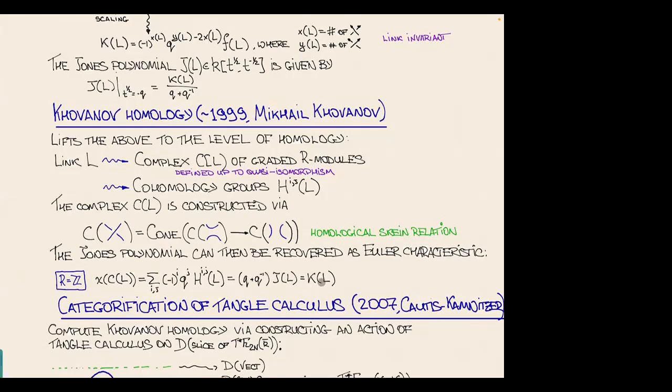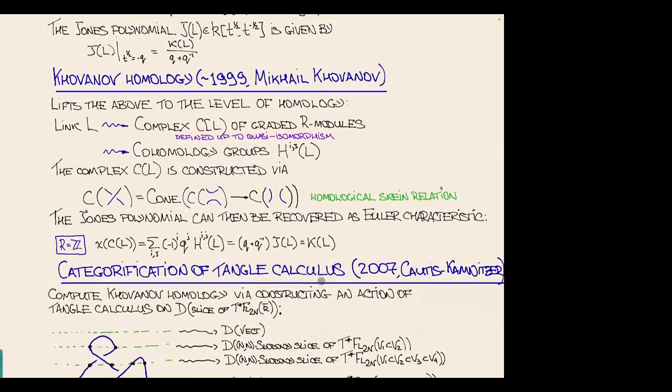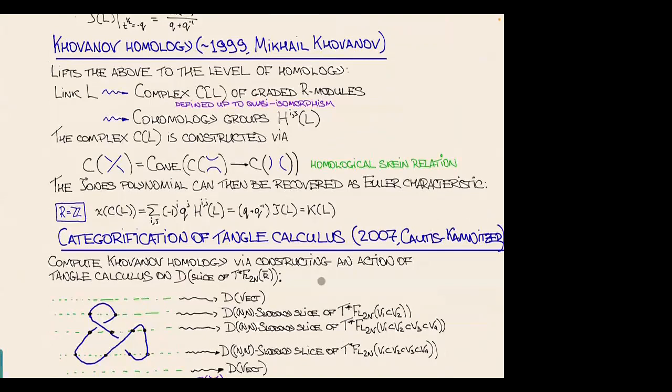Much like it has been long understood that it's better to have cohomology groups rather than just Betti numbers, it's certainly better to have this important invariant as a complex, which then produces numerical invariants. Finally, in 2007 Cautis and Kamnitzer found a rather beautiful way of constructing this complex, a different one for any given link.